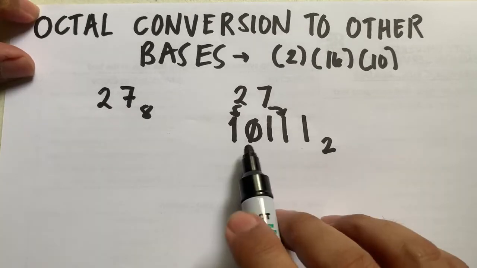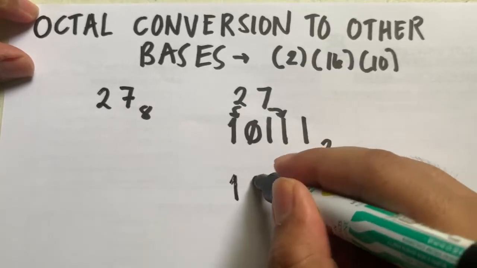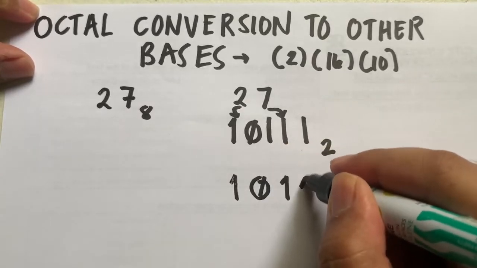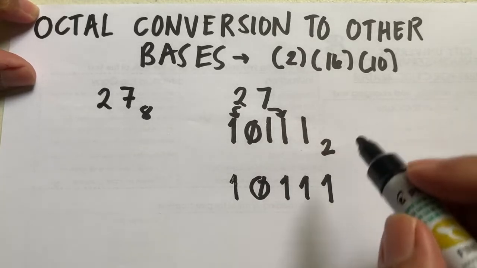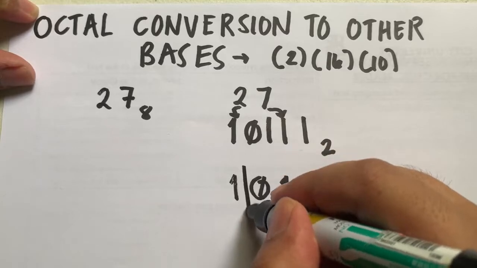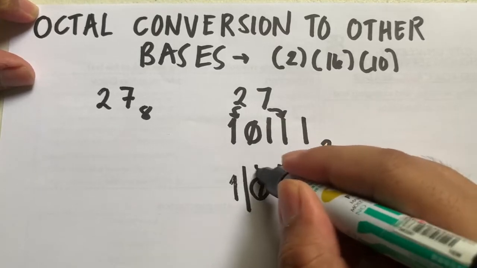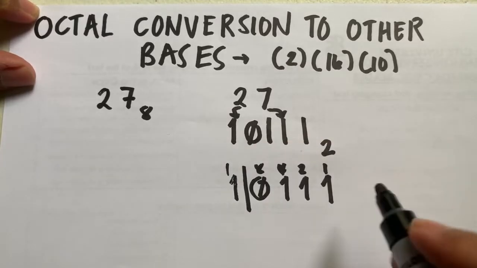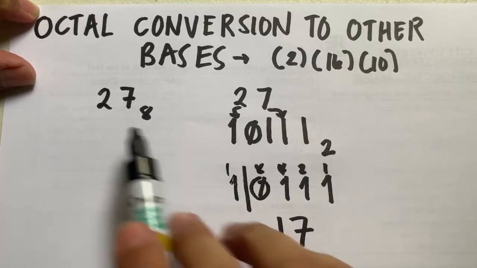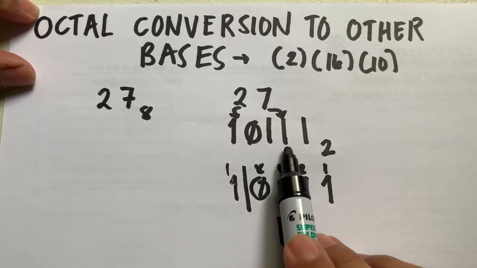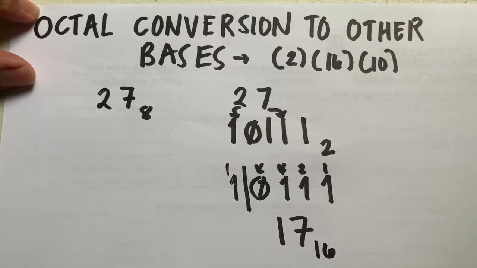Now that we have the binary equivalent, we can easily get the hexadecimal equivalent. Again, we write the binary equivalent, group the digits by 4, and follow the positional values 1, 2, 4, 8. We add the values which have 1. This is 7, this is 1. So 27 in octal, which is 10111 in binary, is 17 in hexadecimal.